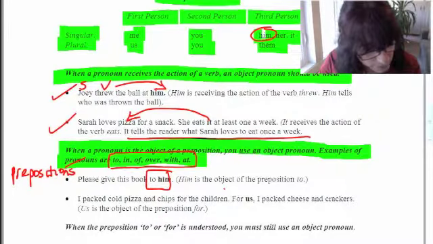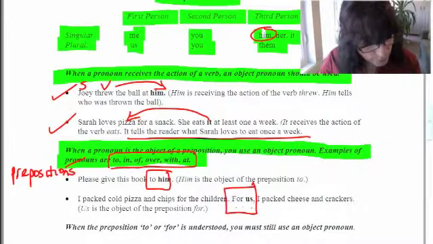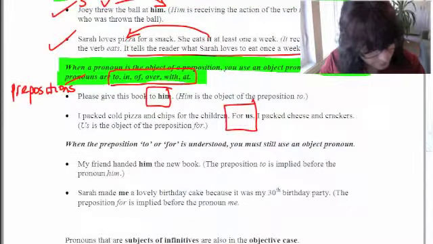I packed cold pizza and chips for the children. For us, I packed cheese and crackers. Your preposition is for. Your prepositional phrase is for us. And us is the object of the preposition for. So you would use the objective case here as well.